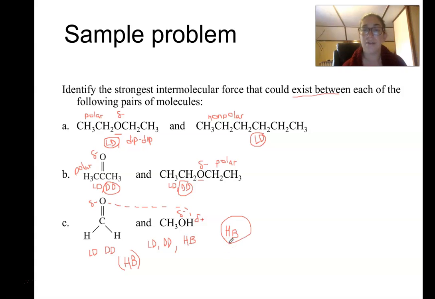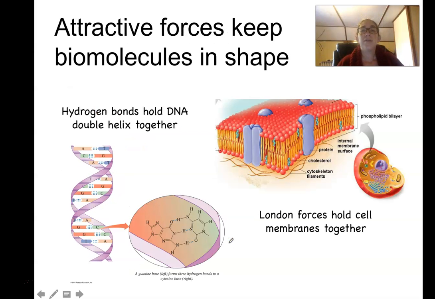Ta-da! Okay. So these attractive forces, London forces, dipole-dipole attractions, hydrogen bonds, are so important in biology. They are the reason that certain molecules are the way they are and have the properties they have. So some really key examples are DNA and the cell membrane. So DNA, deoxyribonucleic acid, is your genetic material. It's the molecule of inheritance that's found in the nucleus of your cells.